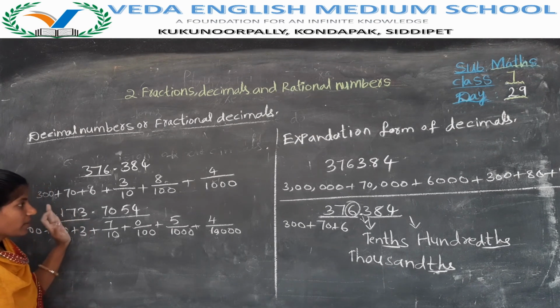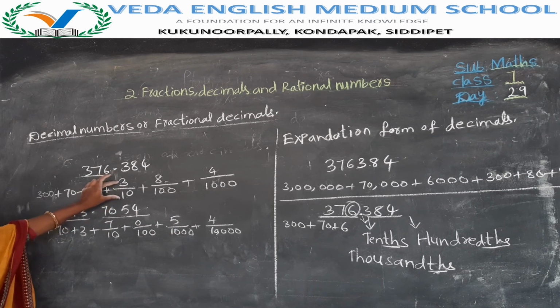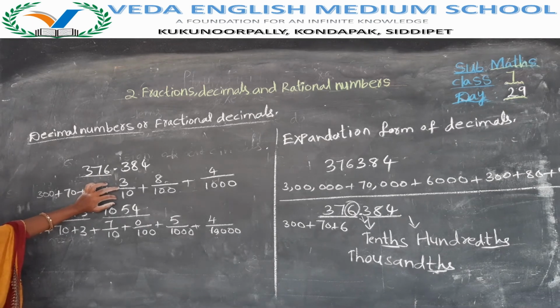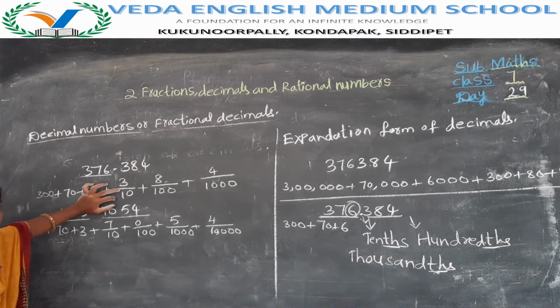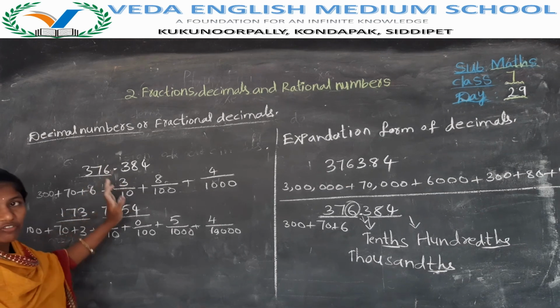Then we have to write the expanded form like this. After the point, if you want to write the expanded form, it should be in fractional form. The expanded form for the part after the point comes in fractional form.